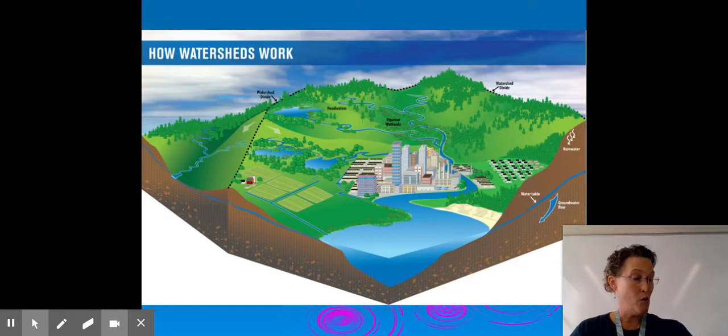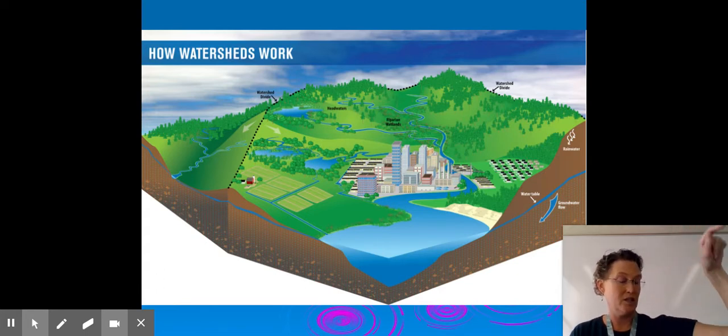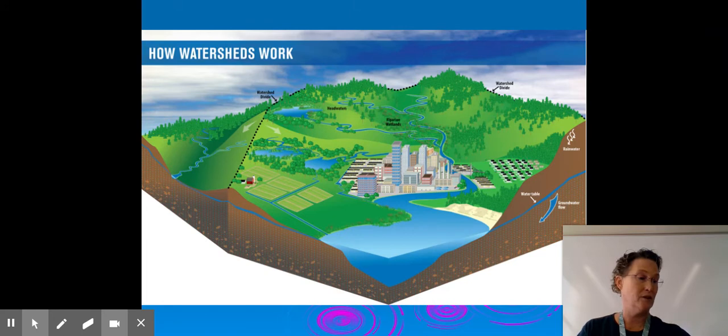Now we're going to talk a little bit about watersheds and how those work. So I'm going out of order. This is watershed. We had water table. So if you're trying to follow along with the important water terms, it is out of order. So I think you can figure it out.